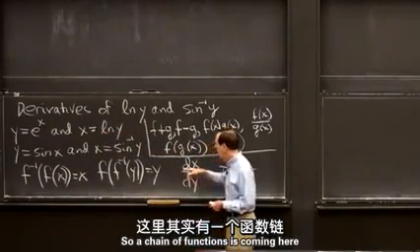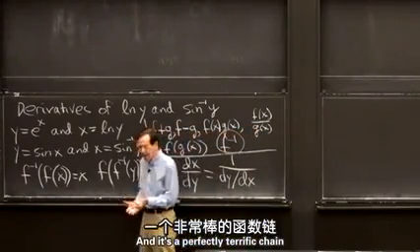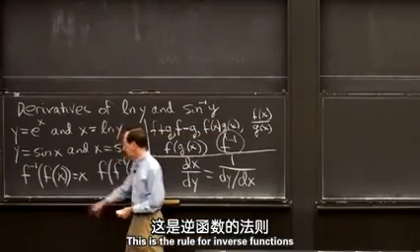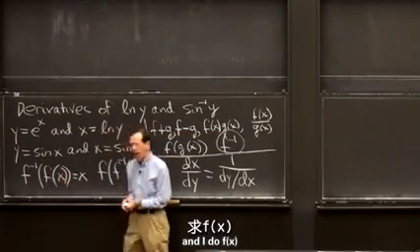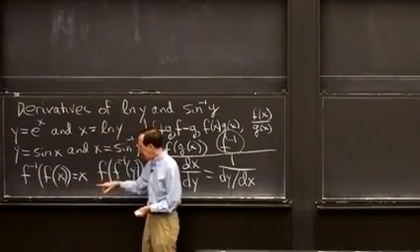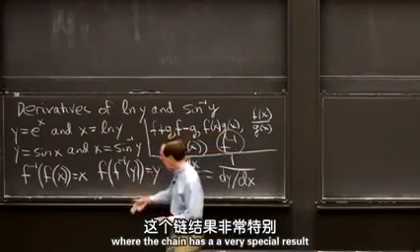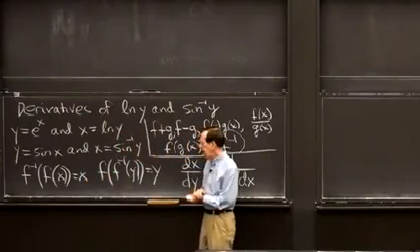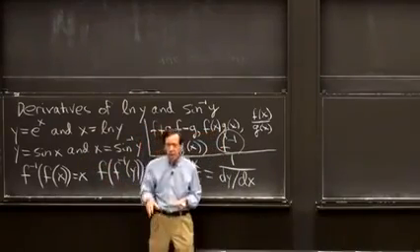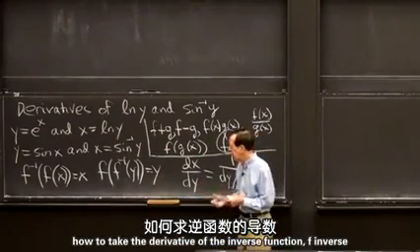Okay, so where a chain of functions is coming here, and it's a perfectly terrific chain. This is the rule for inverse functions. If I start with an x and I do f of x, that gets me to y. And now I do the inverse function, and it brings me back to x. So I really have a chain of functions. The chain has a very special result. And our situation is, if we know how to take the derivative of f, this ought to tell us, the chain rule, how to take the derivative of the inverse function, f inverse.